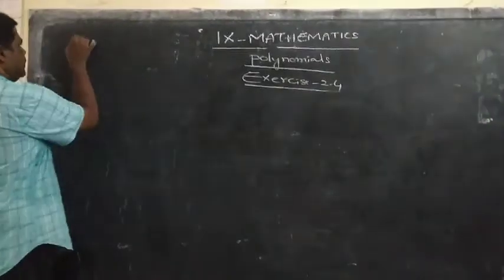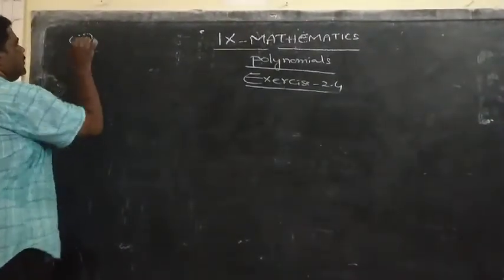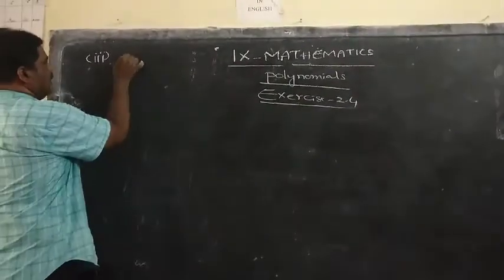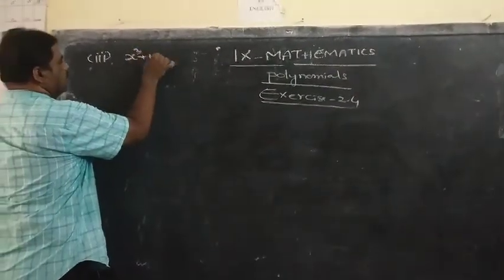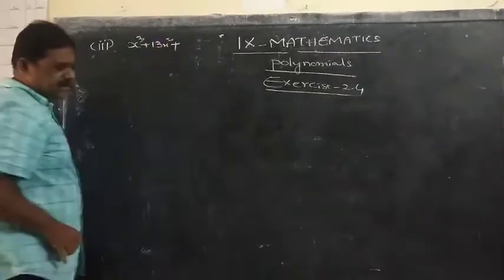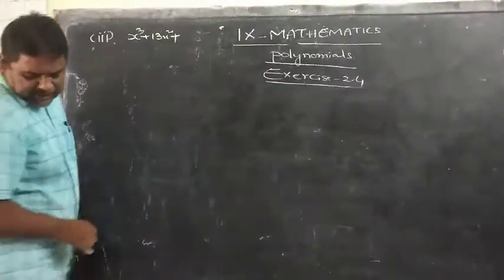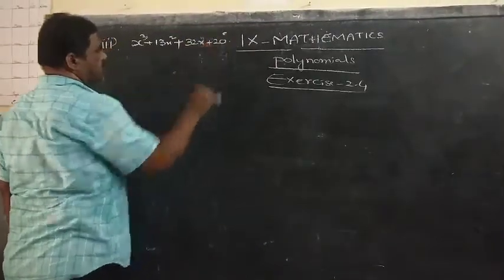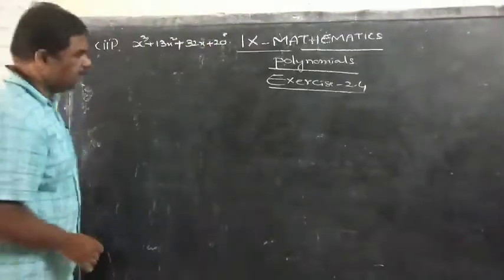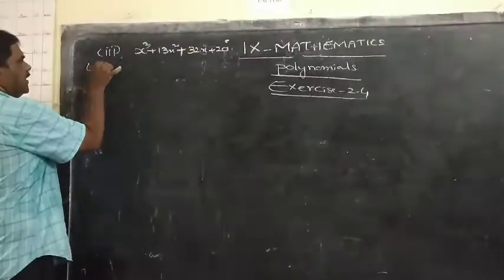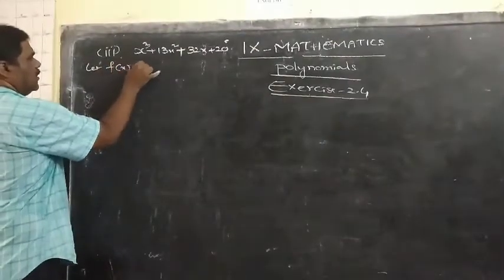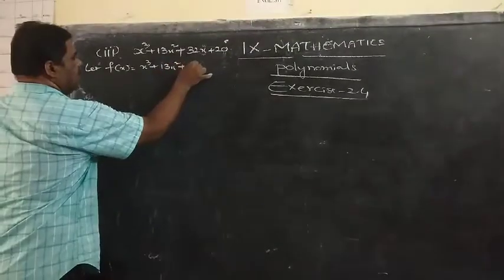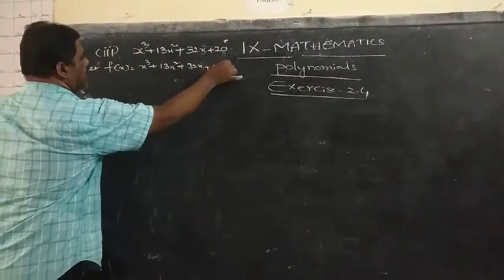Now third one, x cube plus 13x square plus 32x plus 20. So let f of x is equal to x cube plus 13x square plus 32x plus 20.